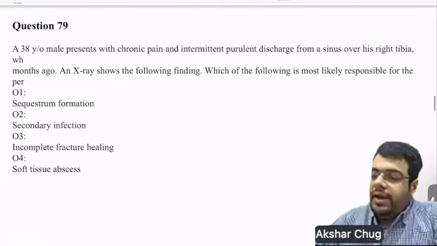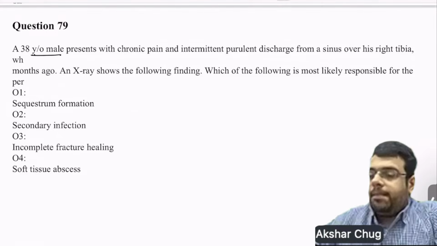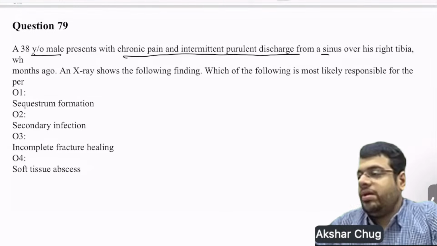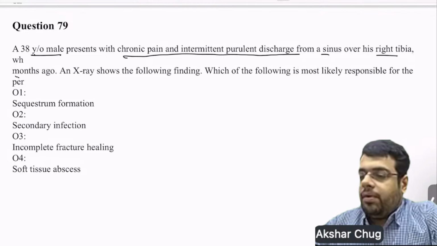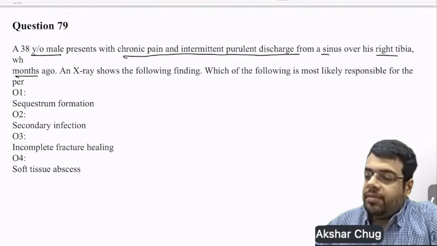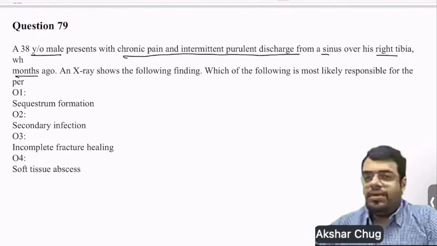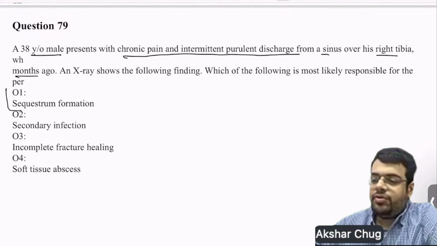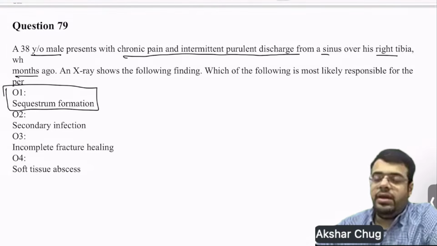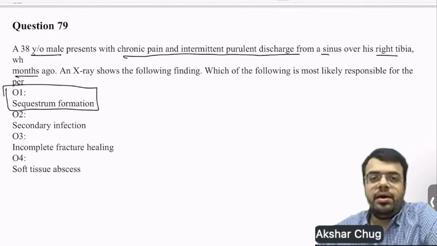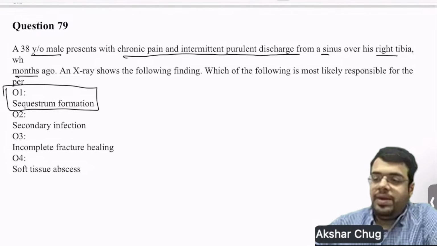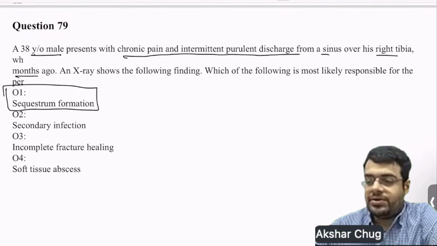A 38-year-old male patient presents with chronic pain and intermittent purulent discharge from a sinus over his right tibia. Months ago, an X-ray shows the following finding. Which of the following is likely responsible for this? So this question seems to be of chronic osteomyelitis. In chronic osteomyelitis, sequestrum formation is classically seen. In the image, there was a dense bone which looked like a sequestrum. So the answer would be sequestrum formation.